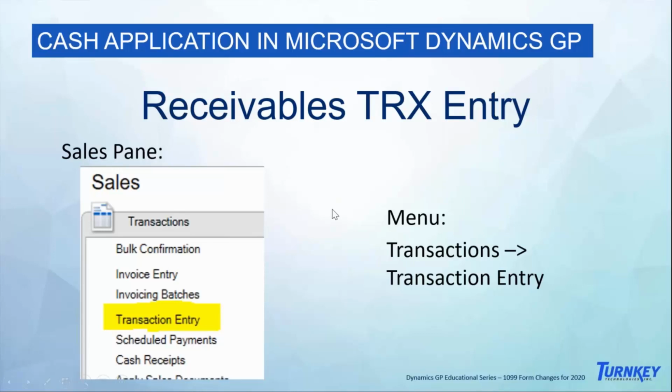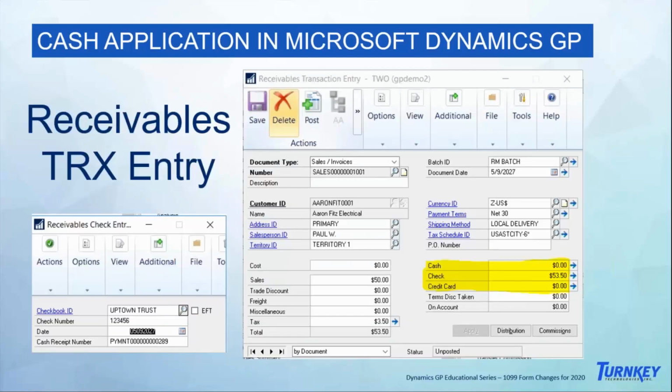transaction entry, where you can record cash directly on your invoice transaction. So again, sales pane, we'll go to transactions, transaction entry for the receivables module. And it looks like this. And so the only thing that's different about this is, instead of letting this $50, in this case, it's $53.50 flow through to accounts receivable, I'm receiving cash up front. I'm recording it at the same time I'm recording the invoice. And that's what this function does here.